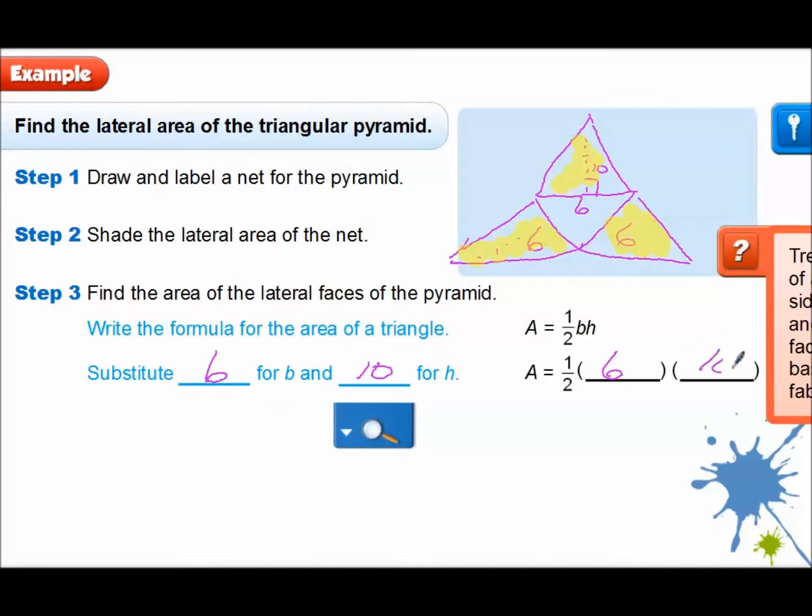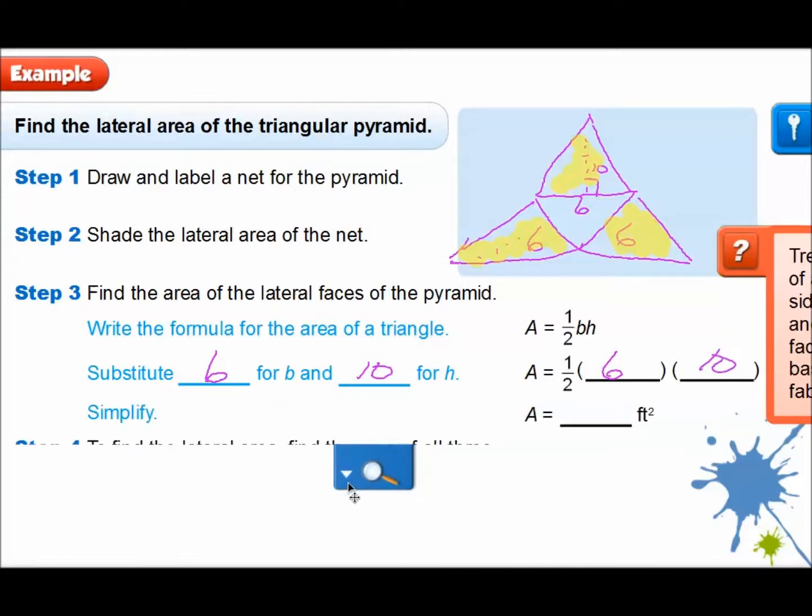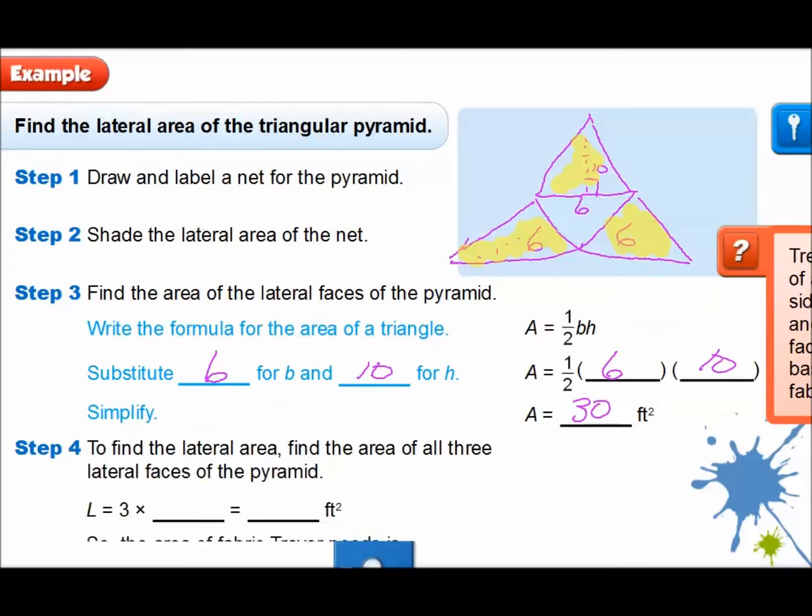So I have 6 times 10, which is 60. Half times 60 will get me 30. Now that's just one triangle. Remember, that's only one, not all of them. So to find the area of all of them, I have to take 3, because there are 3 triangles here, times 30, and I will get 90.